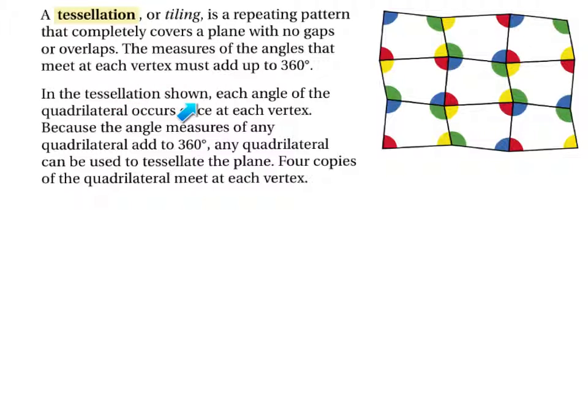In the tessellation shown, each angle of the quadrilateral occurs once at each vertex. Because the angle measures of any quadrilateral add up to 360, any quadrilateral can be used to tessellate the plane. Four copies of the quadrilateral meet at each vertex. So we have 1, 2, 3, 4 meeting at each vertex.